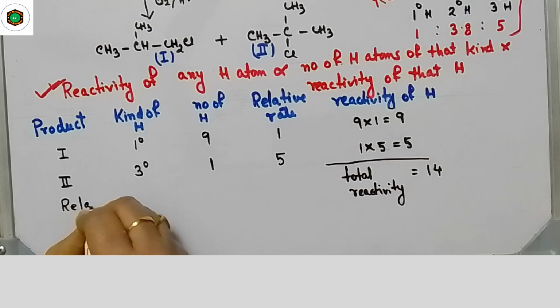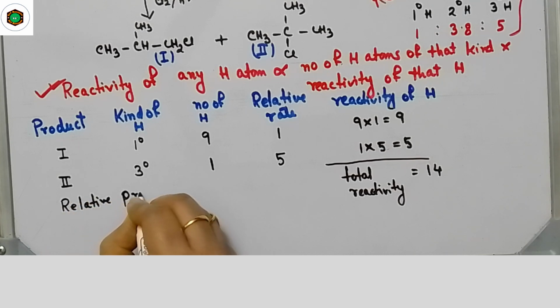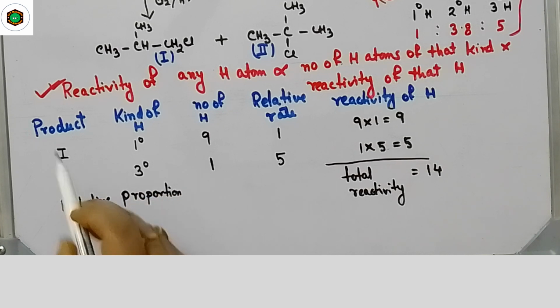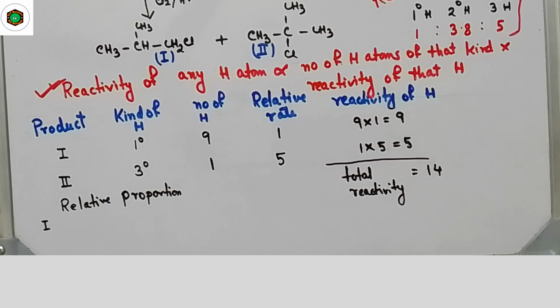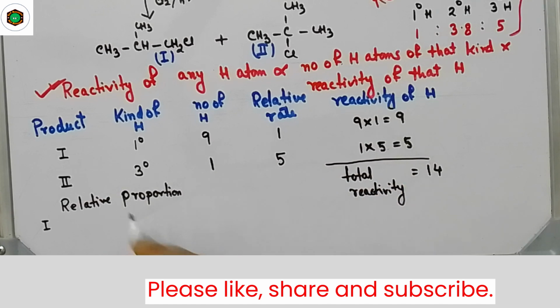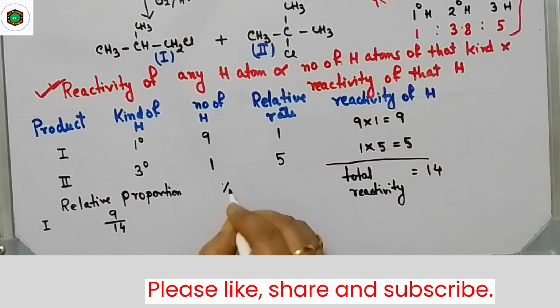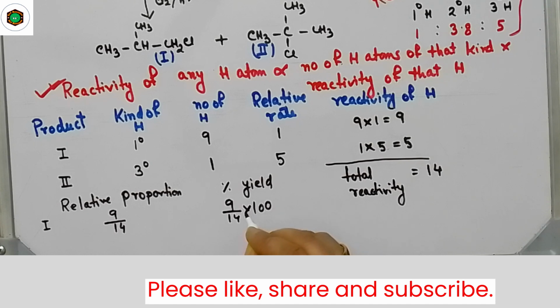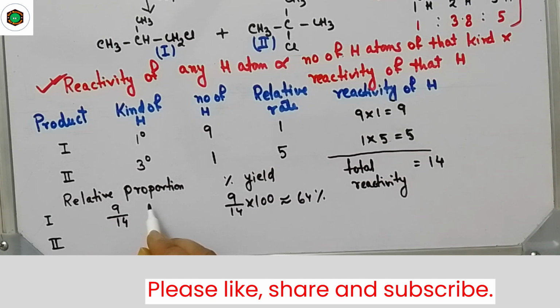Now the relative proportion of product 1, how will you get it? For product 1 the reactivity is 9 and the total reactivity is 14, so you have to divide this by this. Then the percentage yield of product 1, how will you get? You have to multiply it by 100. You will get approximately 64%. For product 2, the relative proportion is its reactivity 5 divided by the total reactivity, and for percentage yield you multiply by 100, so approximately you will get 36%.